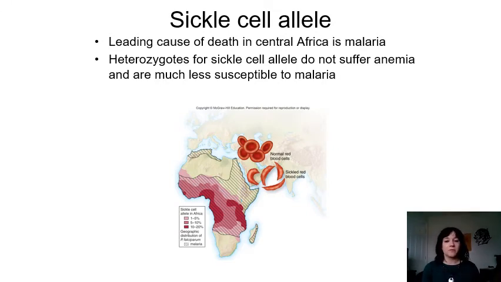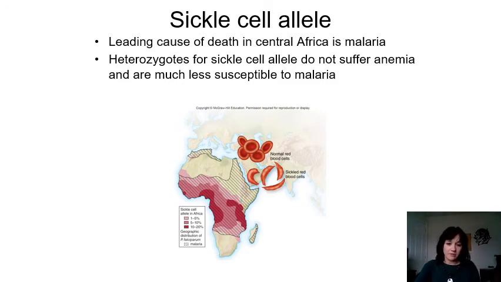People that were homozygous for sickle cell anemia were really sick, not able to reproduce. People that were heterozygous had one normal allele for hemoglobin and one sickle cell allele. They don't have anemia, but they are also less susceptible to malaria.